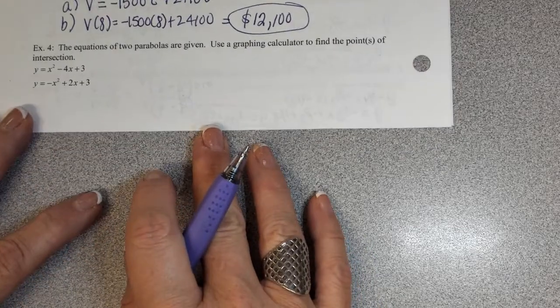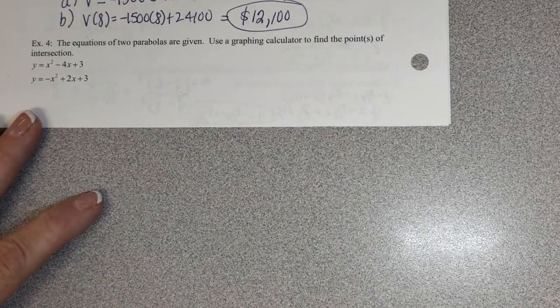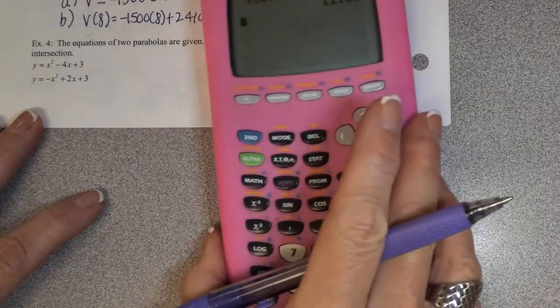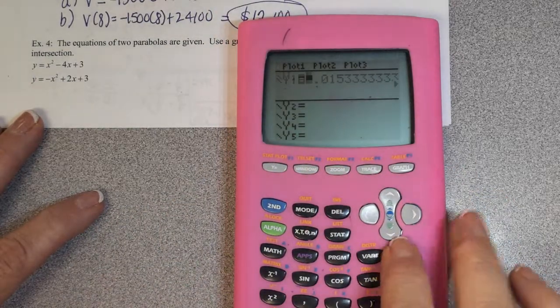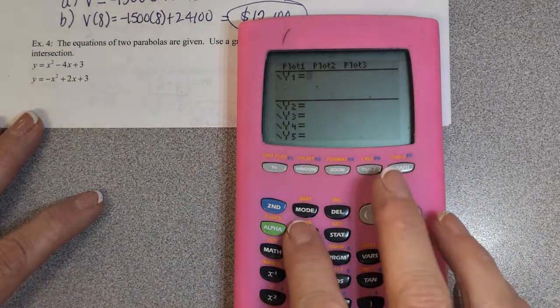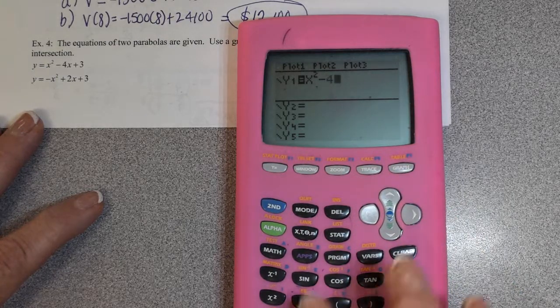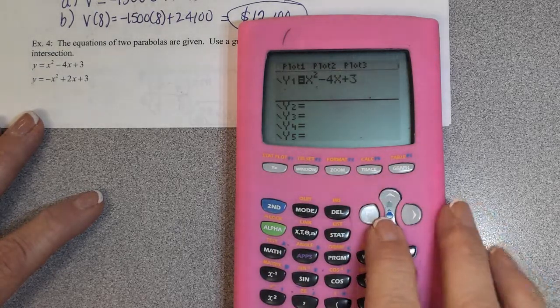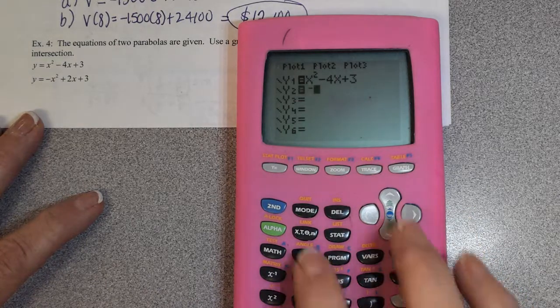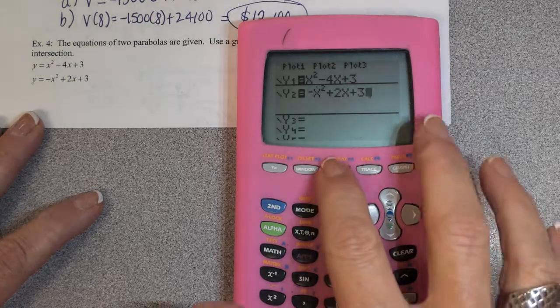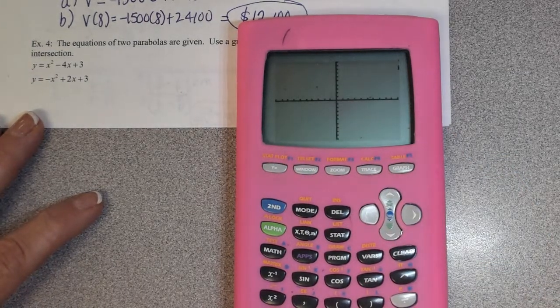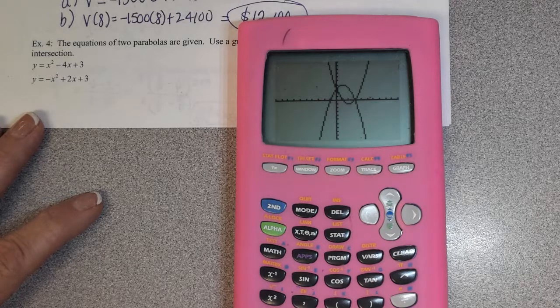Okay, guys, last one. The equations of two parabolas are given. Use a graphing calculator to find the points of intersection. All right, so finding points of intersection, just to review this, we've talked about it. I go under y equals. I'm going to put in my functions: x squared minus 4x plus 3. My second function is negative x squared plus 2x plus 3. I'm going to do a zoom 6 to get my standard screen, just in case it's not standard already. Here's the way it looks.